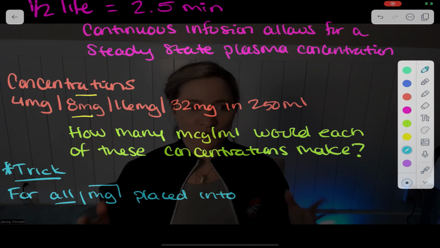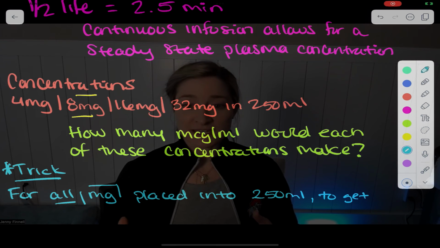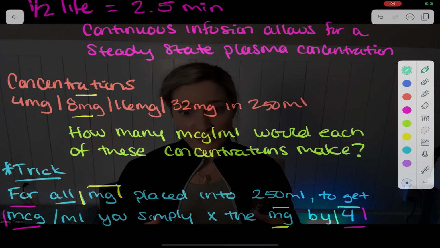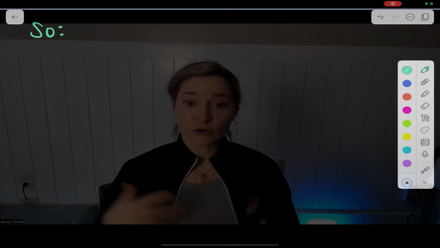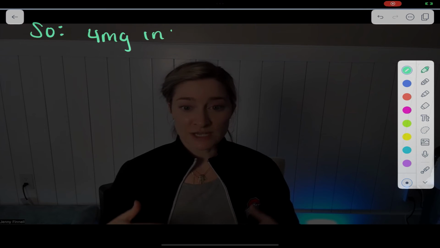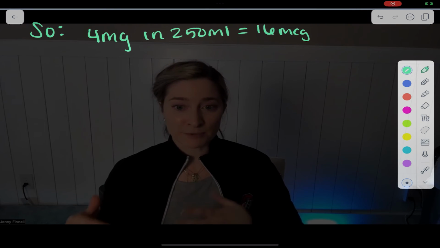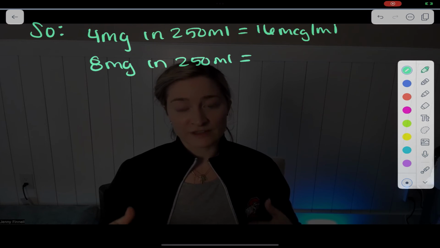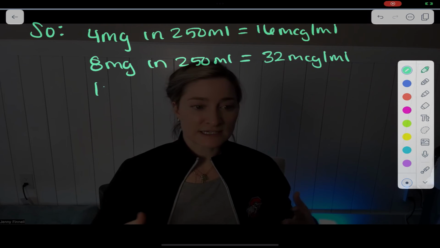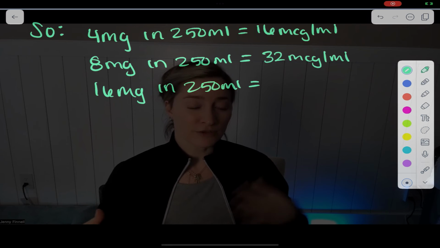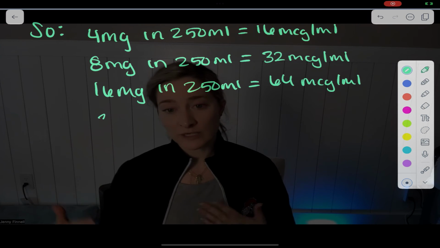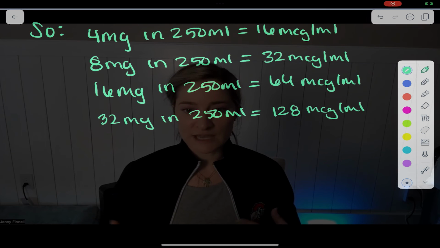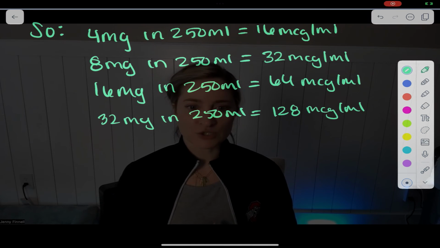For any drug that you put into a 250 ml bag, to get the mics per ml, all you need to do is simply multiply the milligrams by 4. So if you have 4 milligrams in 250, you take 4 times 4, which is 16 mics per ml. If you have 8 milligrams in 250, you times that by 4 and get 32 mics per ml. 16, you get 64 mics per ml. 32 milligrams in 250, you get 128 mics per ml, and so on. So anything in 250 allows a very simple conversion into mics per ml.